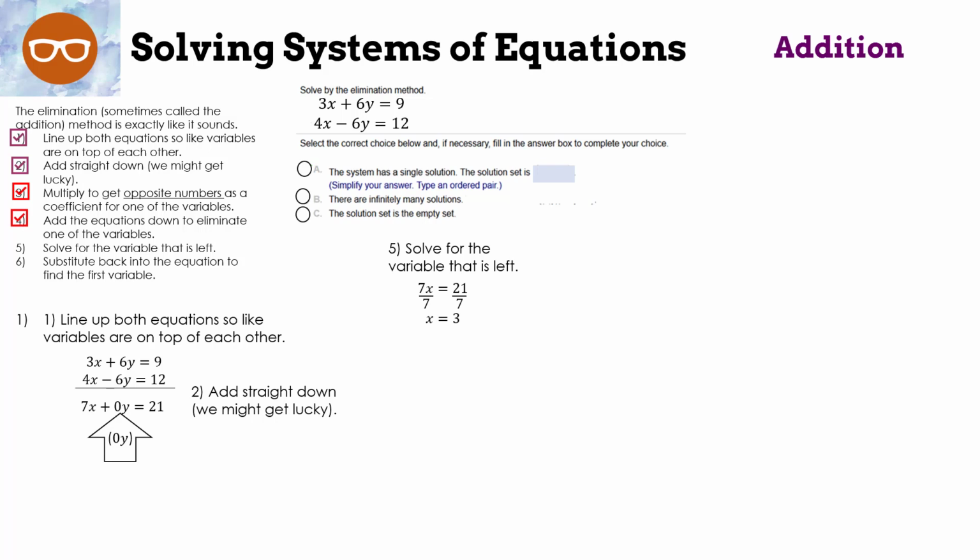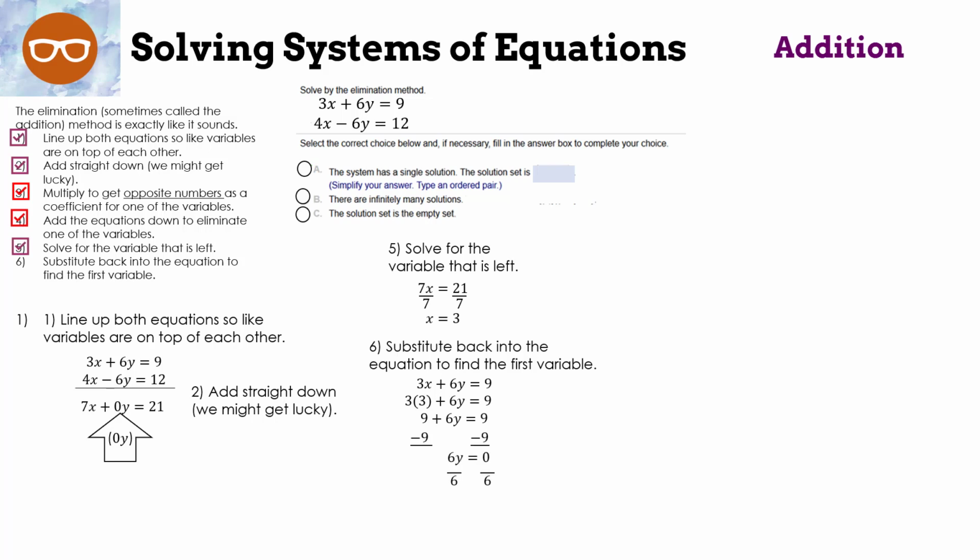Now we do exactly like we did for substitution. We're going to substitute 3 back in for x in either one of our equations. So that was step 5. Number 6, we're going to back substitute. It doesn't matter which equation you use. I decided to use the first one. You can use the second one, doesn't matter. But what I'm going to do is put 3 in for x. 3 times 3 is 9. I'm going to subtract 9 from both sides. And then to get y by itself, divide by 6.